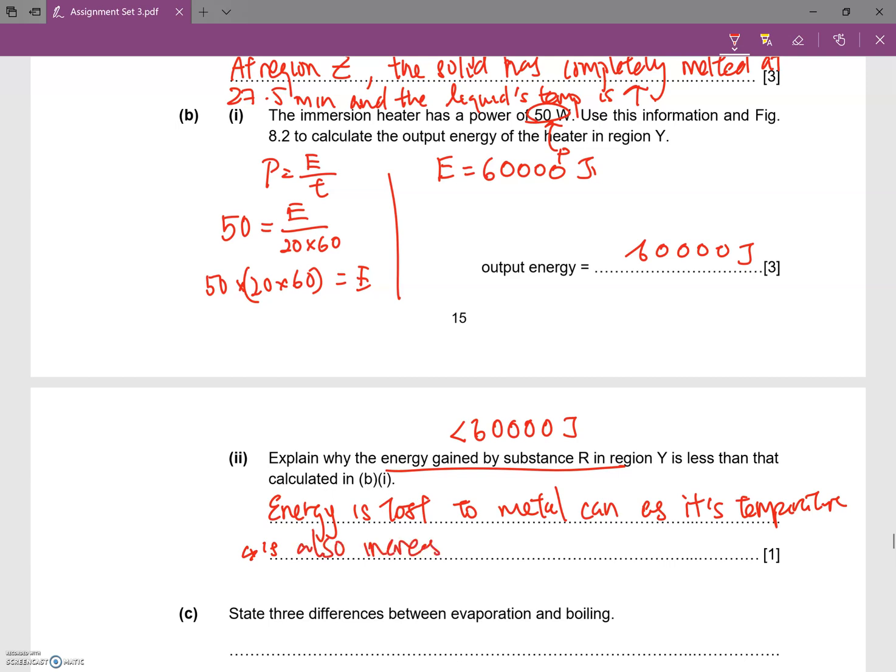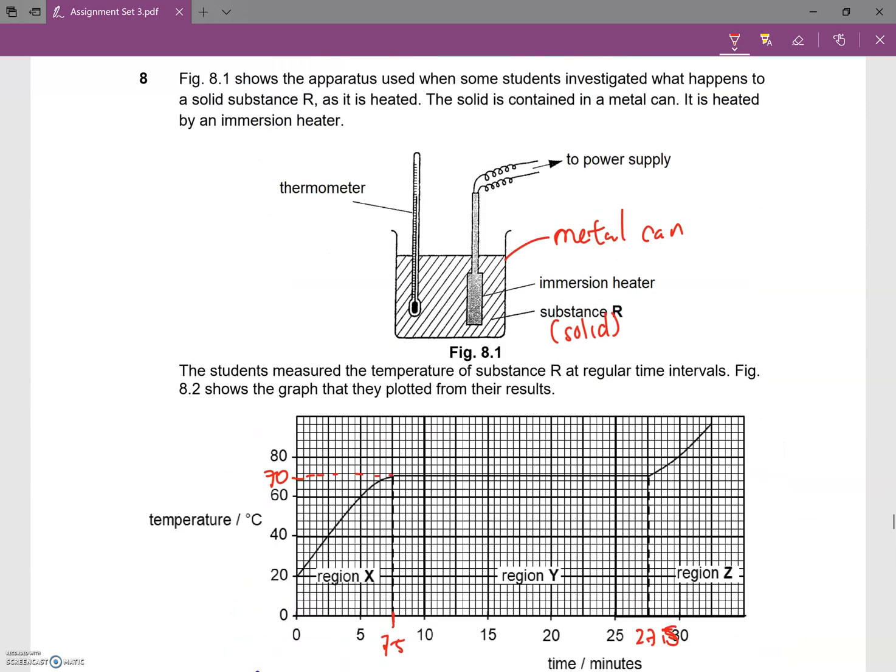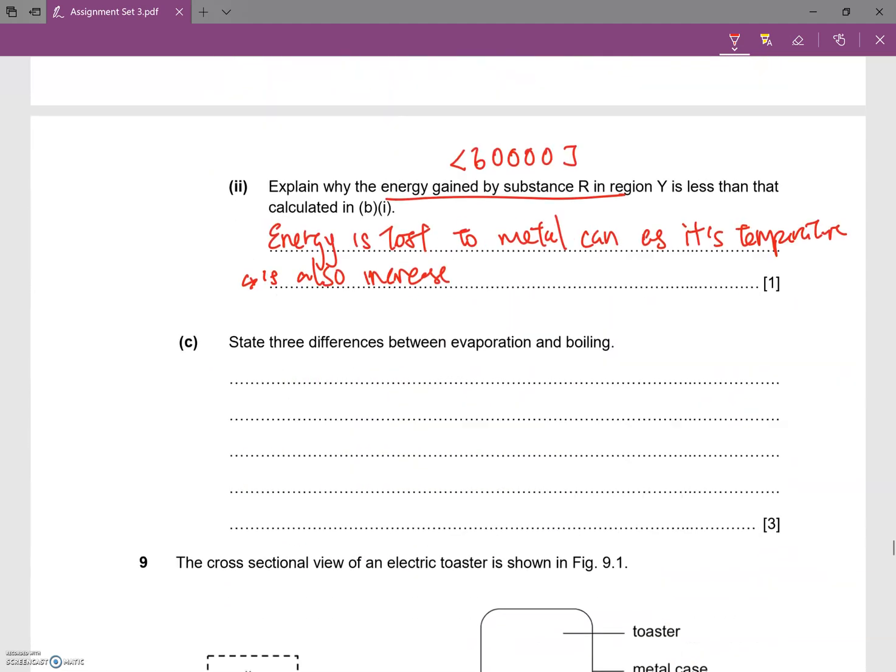As you heat up substance R, the metal can is also part of the whole setup. So the metal can's temperature will also be increasing. Imagine as you supply heat to substance R, the metal can itself will also gain heat. So not all 60,000 joules of energy will go to substance R. Part of it will go to the metal can. Do take note of that.